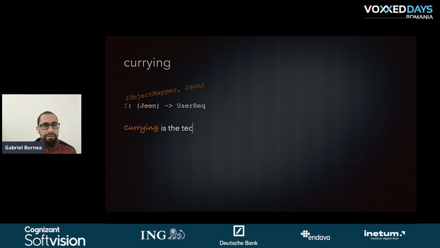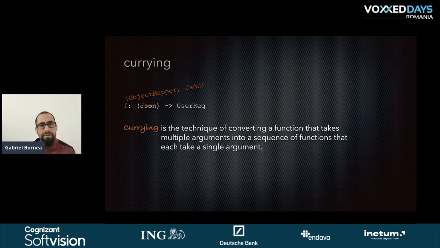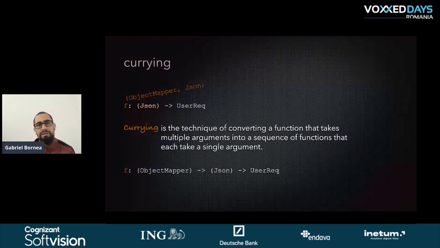And here comes currying into place. What currying means is that I can turn a function that takes multiple arguments into a sequence of functions where each function takes one single argument. So I can rewrite my f function like this. So right now, f is a function that takes an object mapper as the first argument, and it returns another function that takes the JSON and it returns the user request. This looks nice, but this alone does not fix our problem with function composition.